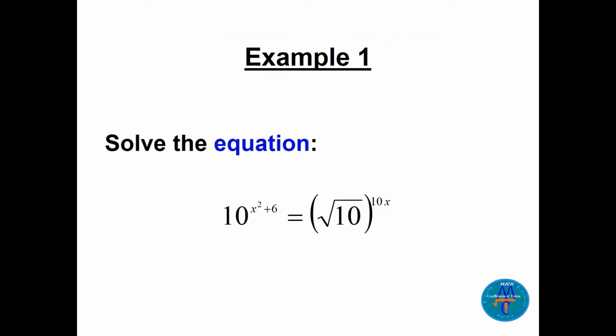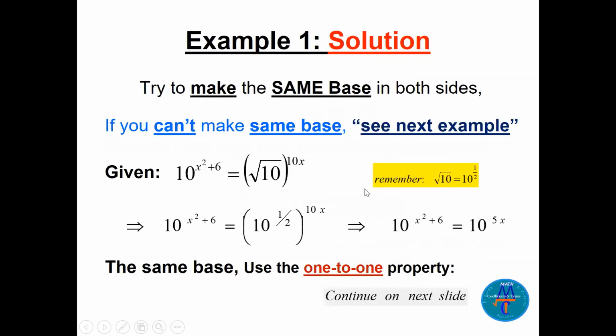Let's see example number 1. We need to find x here. 10 to the power x squared plus 6 is equal to the square root of 10 to the power 10x. We can see that we can make the same base 10. So I can write the square root of 10 as 10 to the power half. So 10 to the power x squared plus 6, that's given here. Then, 10 to the power half, half multiplied by 10x becomes 5x. So we have the same base here, you see 10 and 10.